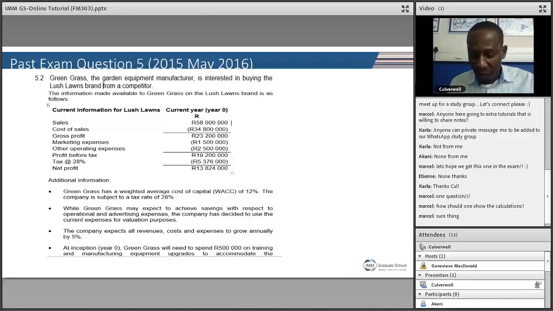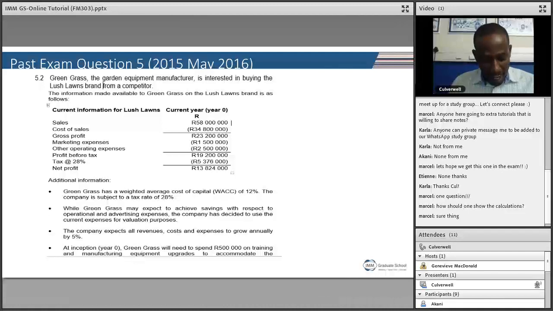I'll then also move on to year 2. Do exactly the same. 63,945,000 minus my 38,367,000, which was your cost of sales. That will give you 25,578,000 as my gross profit for year 2.